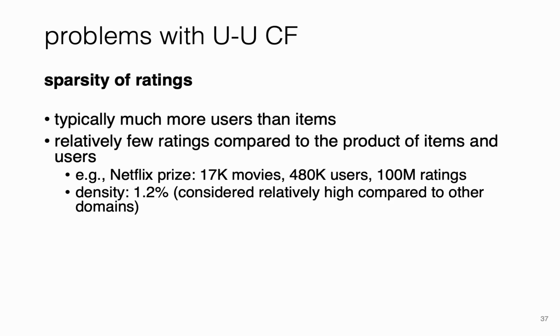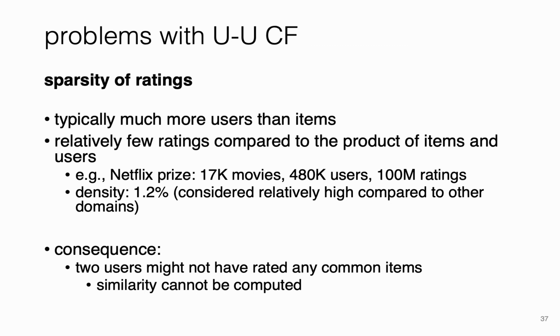Before concluding, let's discuss some potential problems with user-to-user collaborative filtering. As we said before, the known ratings are very sparse. The densities can be as low as 0.5%, or in the Netflix dataset about 1%. As a result, it may be possible that two users have not rated any item in common. Thus, similarity cannot be computed.